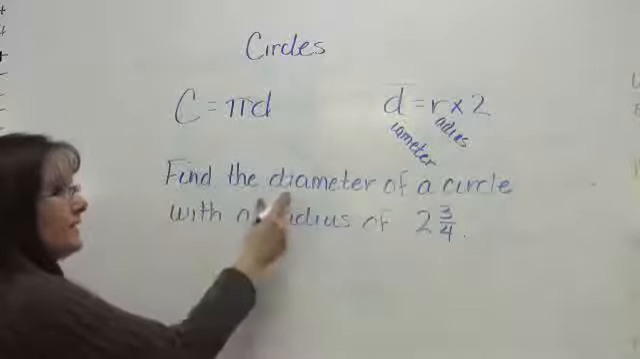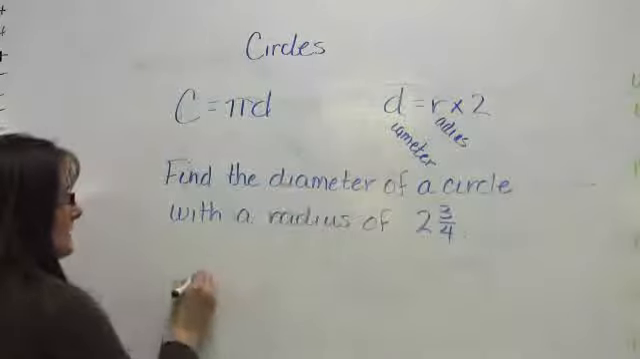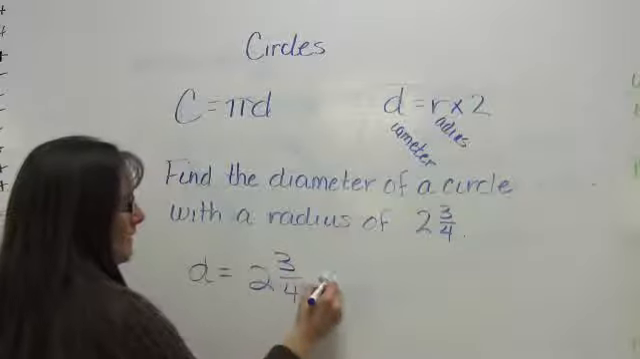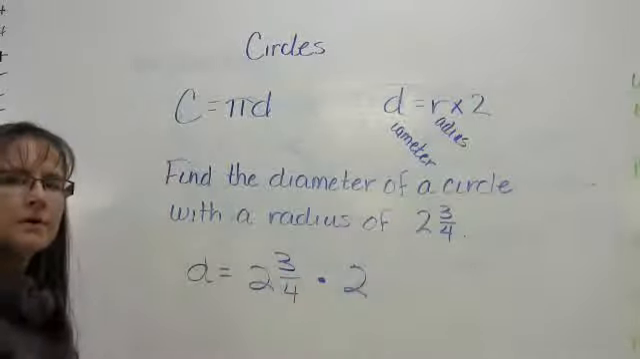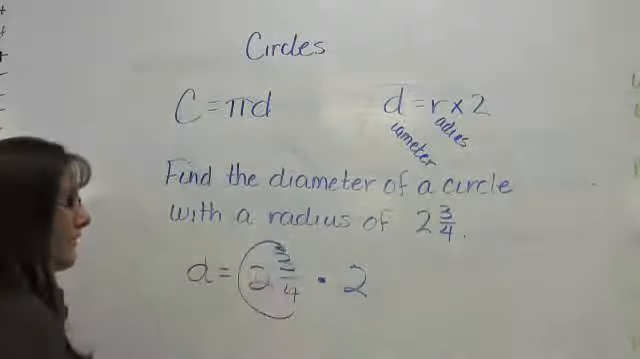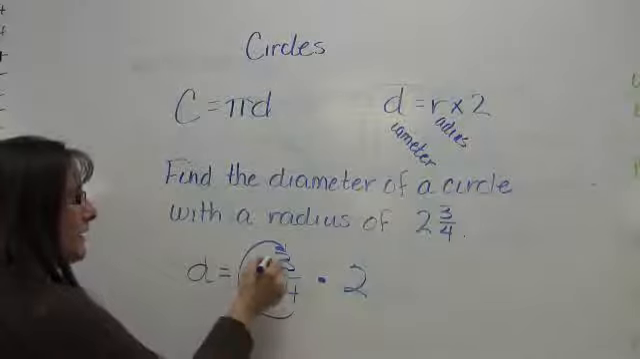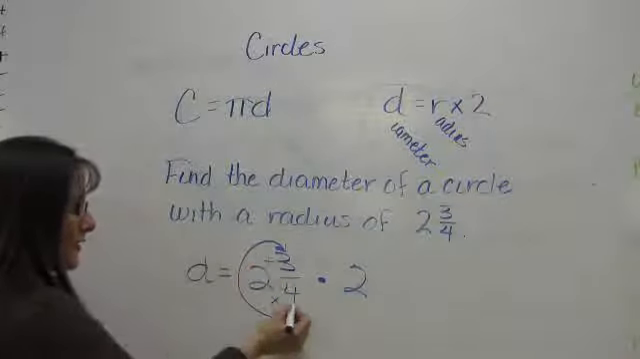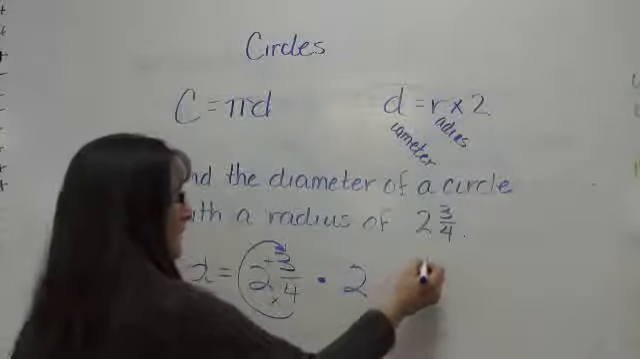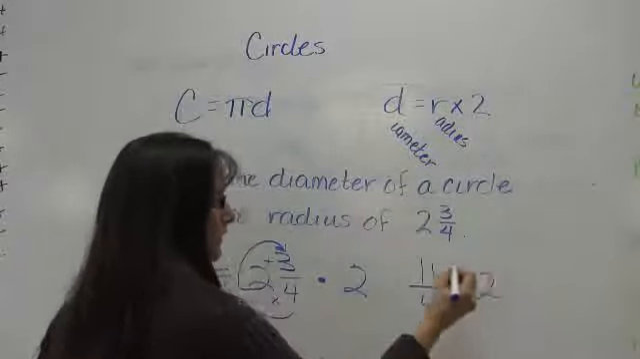Okay, here they're wanting me to find the diameter of a circle with a radius of 2 3/4. So I'll be using the formula D equals 2 3/4 times 2. To multiply fractions, recall that you need to change the mixed number into an improper fraction by multiplying your denominator times the whole number and then adding your numerator. So 4 times 2 is 8, 8 plus 3 is 11. I will be multiplying 11/4 times 2.